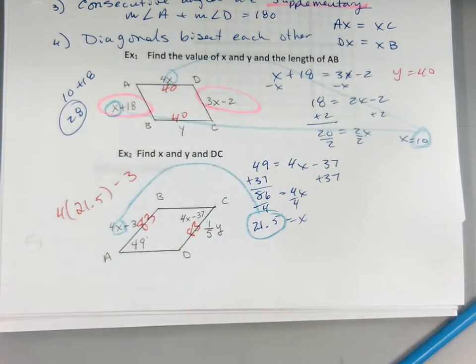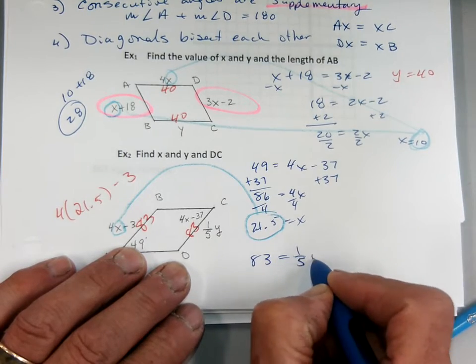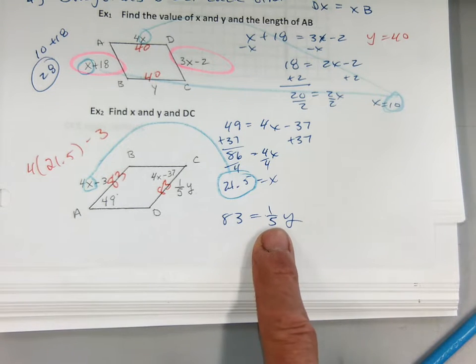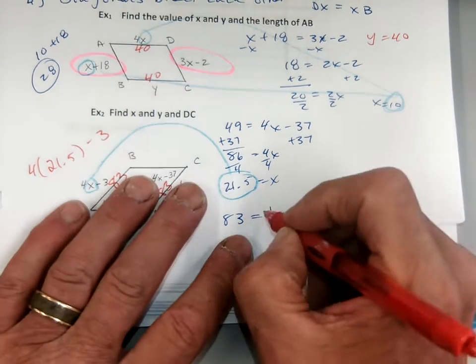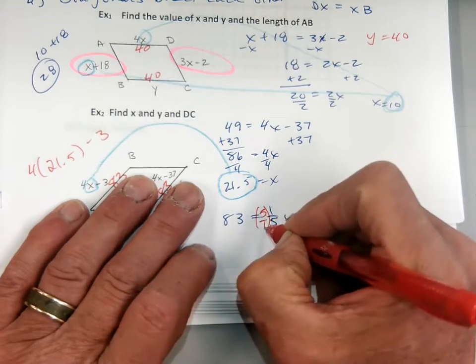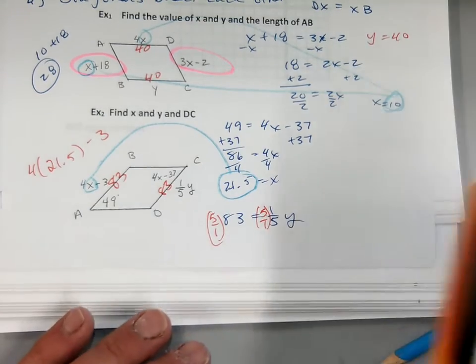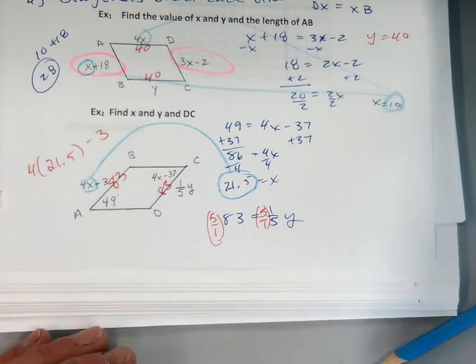You guys agree? So to find y, I'm going to take my 83 and set it equal to 1/5 y. Now, a lot of kids have forgotten how to solve for y right here, okay? So think about it. Solve for y. I have to undo it. So I'm going to multiply by its reciprocal. You okay with that? So if I multiply this by 5 over 1 and 5 over 1, I'll get 5 times 83. I get 415 for the value of y.